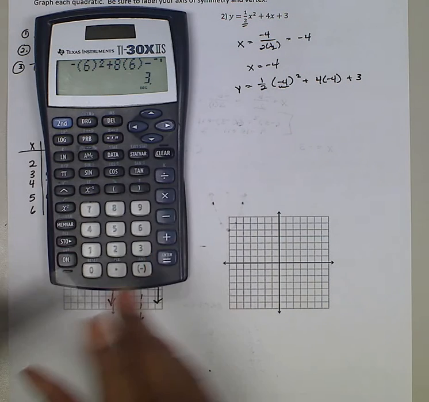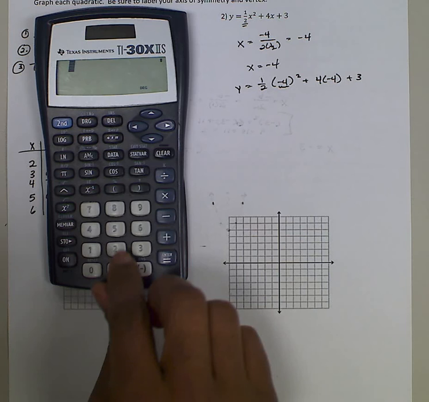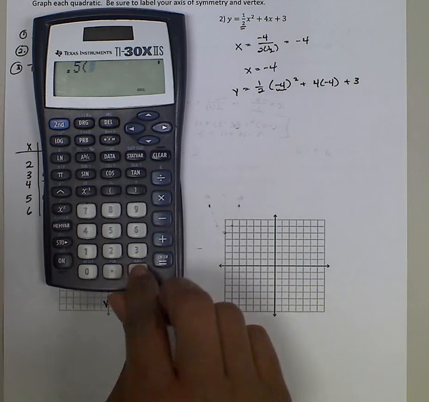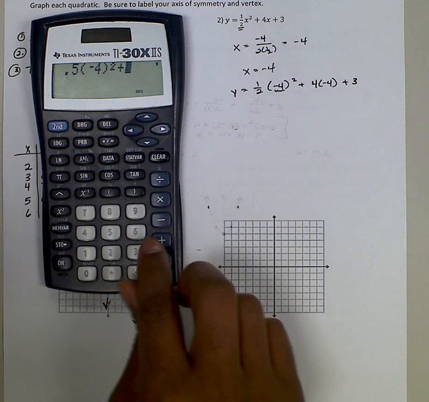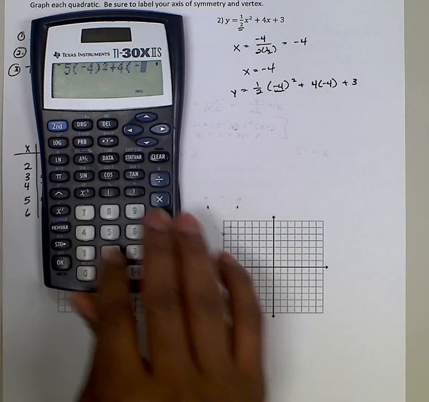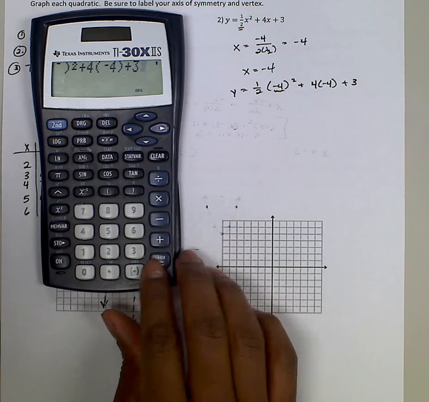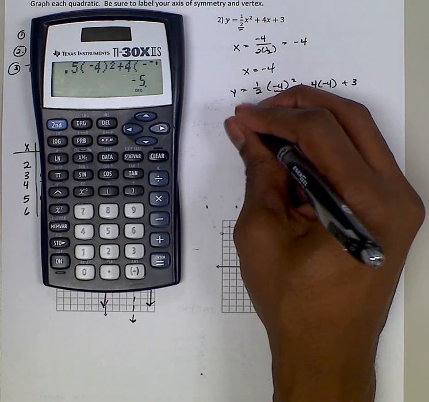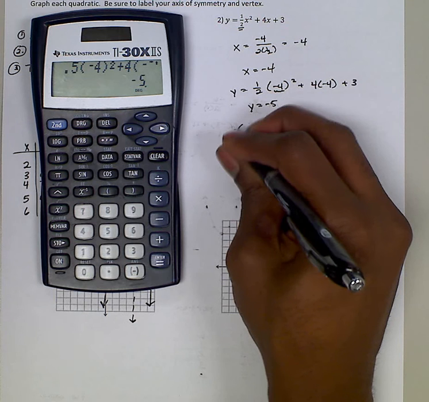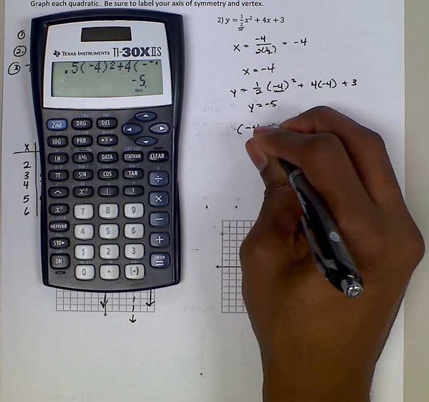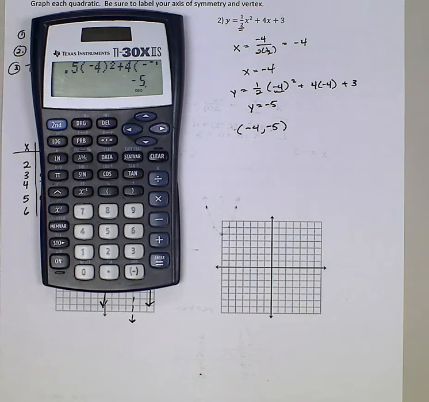Alright, so I'll plug that in. I have 1/2 negative 4 squared plus 4 times negative 4 plus 3. And so I get y is negative 5. And so my vertex is at negative 4, negative 5. Okay, I'm going to make my table.